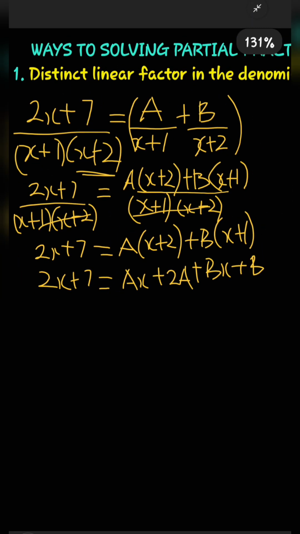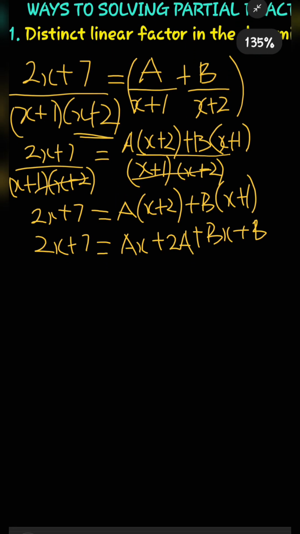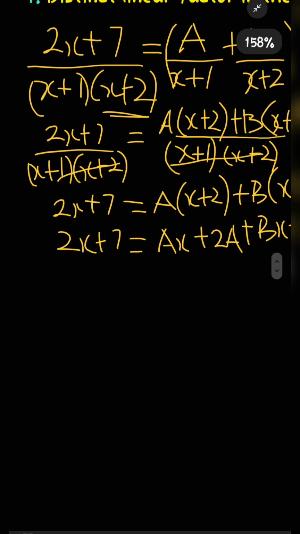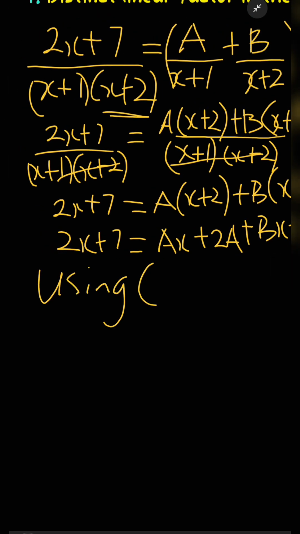Now at this point, there are two methods we can apply. We can either apply the cover up rule or the comparison method. Now in this class, we are going to be applying the comparison method. In the comparison method, we are going to compare the coefficient of x in the right hand side with the coefficient of x in the left hand side. And we compare the constant in the left hand side with the constant in the right hand side. So we say using comparison.